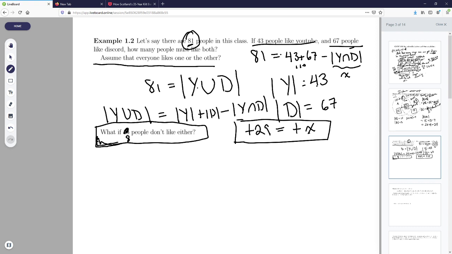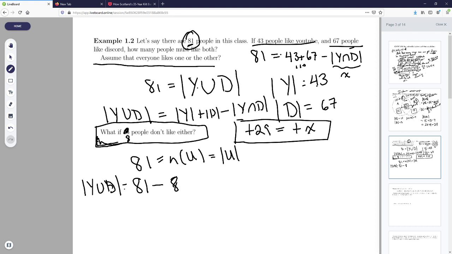So if 8 people don't like either, then the number of people in, say, the universe, and I'm using n of U to indicate the magnitude or cardinality of a set, what we have to do to figure out the number of people in the set who like YouTube and Discord is 81 minus 8. So 81 minus 8 is 73. Cool.